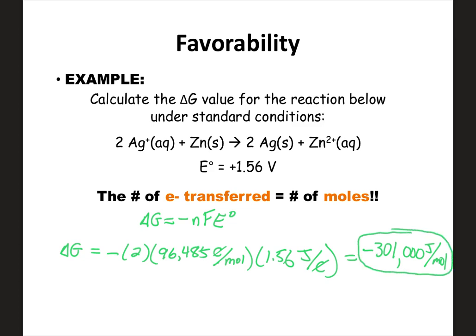All right, so that's our overall answer for delta G. The negative tells us that this reaction is thermo-favored. We kind of already knew that, though, from our E naught. The E naught being positive told us that this was thermo-favored as well. So this was pretty simple, just being able to calculate delta G with everything already given.